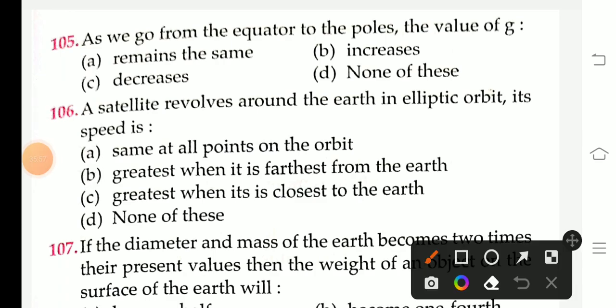As we go from the equator to the poles, the value of g increases. A satellite revolves around the earth in an elliptic orbit. Its speed is greatest when it is closest to the earth.